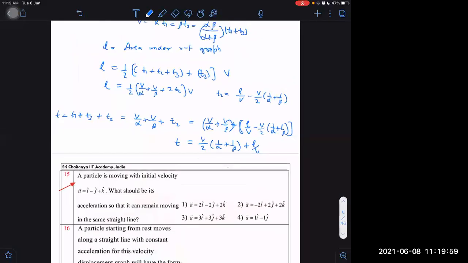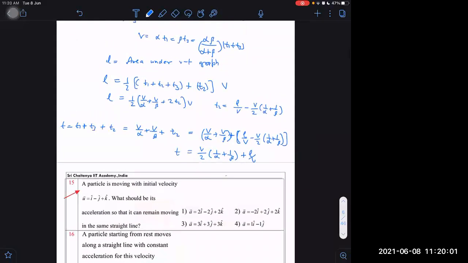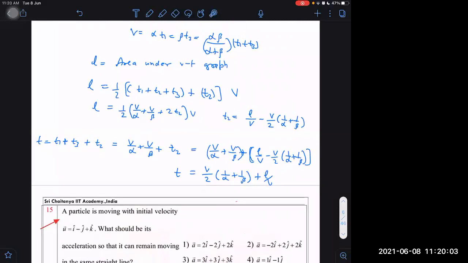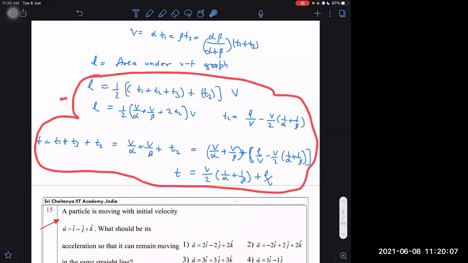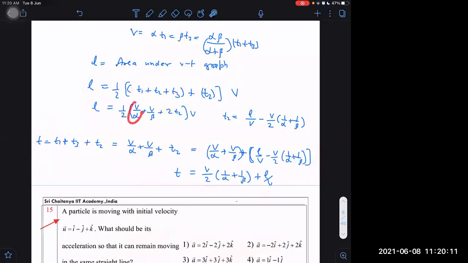So don't think that it is very lengthy. Just the explanation is taking more time. But if you have to do it, I think you can start directly at this step. It is enough for you, right or not? If you are good enough to find quickly, T1 is nothing but V by alpha, T3 is nothing but V by beta, then you can do it in this step only. We know V is equal to alpha T1, V is equal to beta T3. So T1 is equal to V by alpha, and T3 is equal to V by beta.